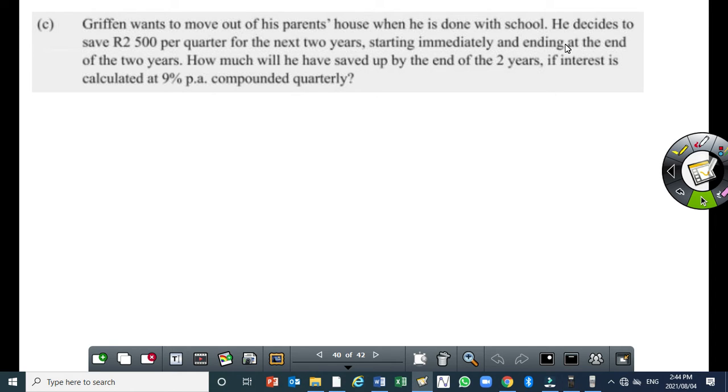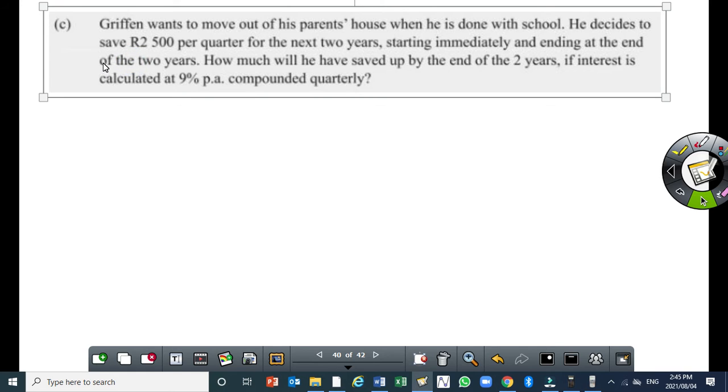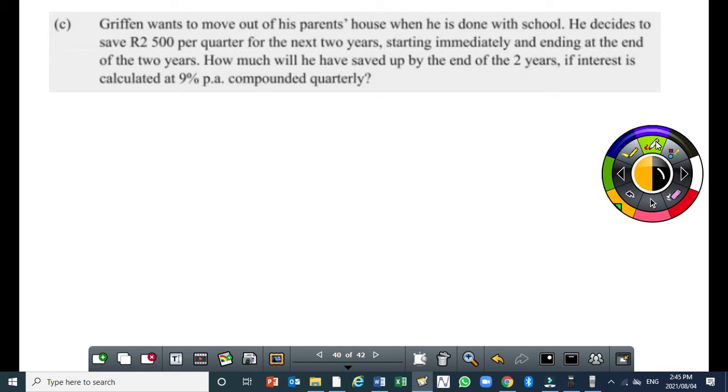Griffin wants to move out of his parents' home when he's done with school. So after finishing school, the person wants to leave their parents' home. He decides to save 2,500 rand per quarter.